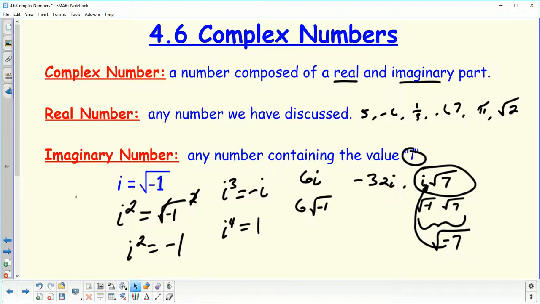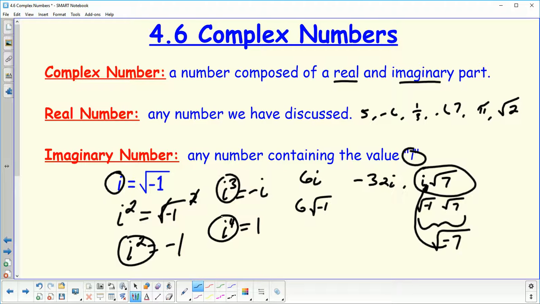So we've got 4 different values that are important. We have i squared, i cubed, and i to the 4th. And then any degree higher than 4, we could split into one of these 4 forms. So we'd have the square root of -1, -1, -i, or just 1. Okay, and we'll get more into that in class in a little bit. Most important piece is that you remember i is the square root of -1, and more importantly, i squared is actually -1.